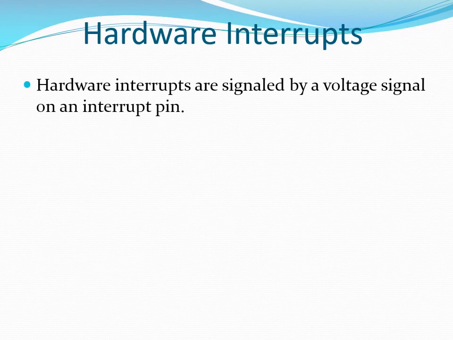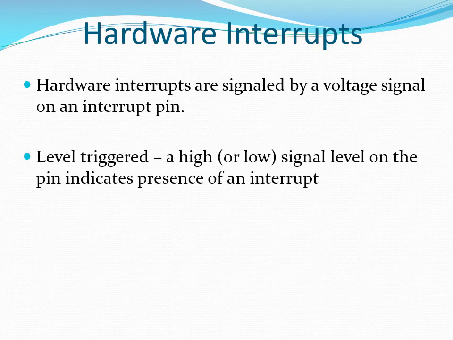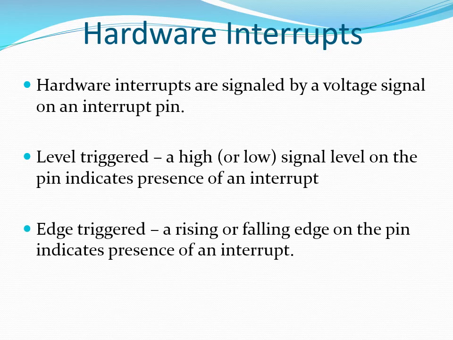Hardware interrupts are signaled by a voltage signal on an interrupt pin. In level-triggered interrupts, a high or a low signal level on the pin indicates presence of an interrupt. In edge-triggered interrupts, a rising or falling edge on the pin indicates the presence of an interrupt.